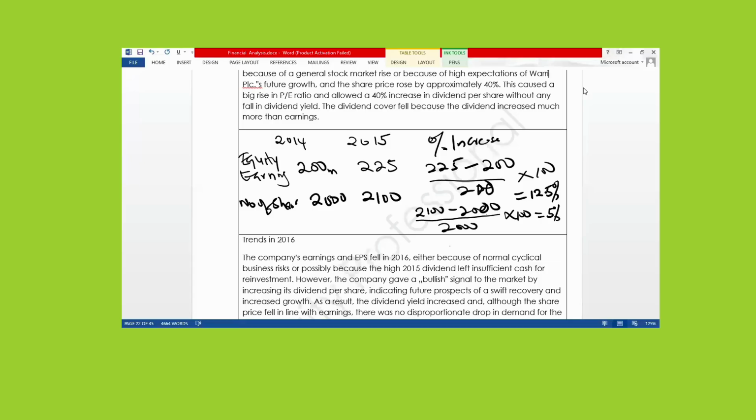We are trying to explain the last aspect. Look at the dividend cover.